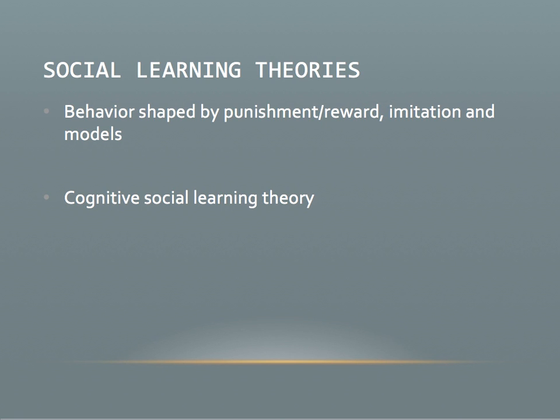Social learning theories. So, as you can probably guess, social learning theories, less biologically predetermined, they don't care as much about that. Their emphasis more is on behavior being shaped by reinforcement and punishment, and that we learn by imitation and models. So, children watch the behavior of parents, teachers, siblings, peers, etc. And so, let's just talk about football.